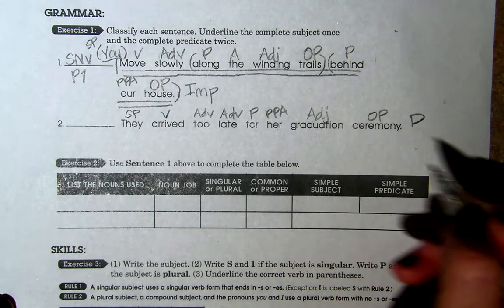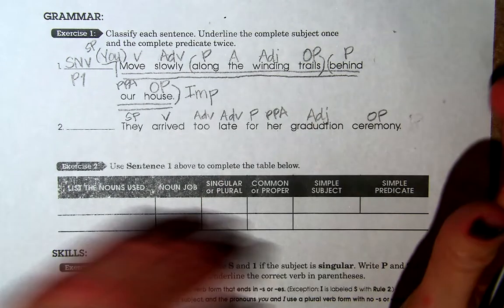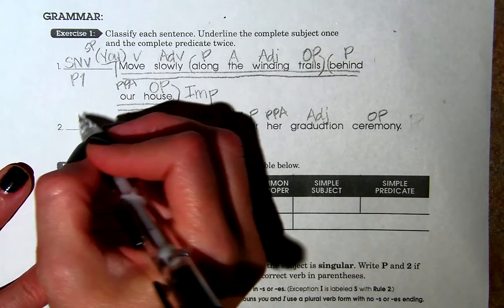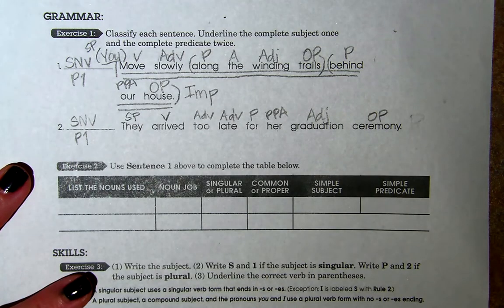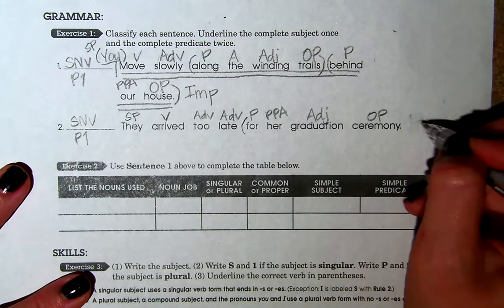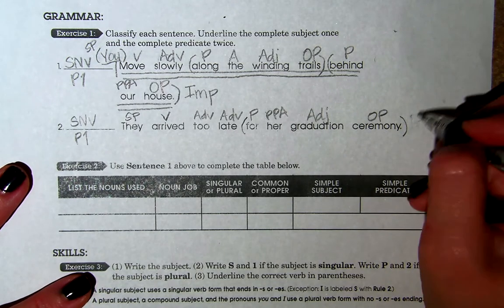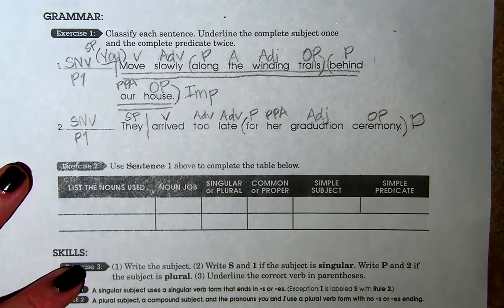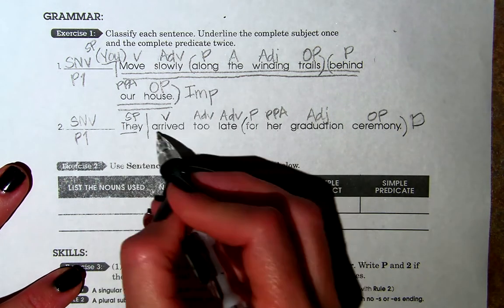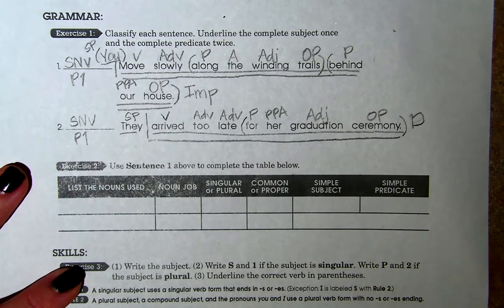Oh, sorry. Let's stop that for a second. We got to go back and do our pattern. Subject, noun, verb, pattern 1. Skill check. For her graduation ceremony. Prepositional phrase. Period, statement, declarative sentence. Go back to the verb. Divide the complete subject from the complete predicate. Underline the complete subject once and the complete predicate twice. And you are finished with exercise 1.